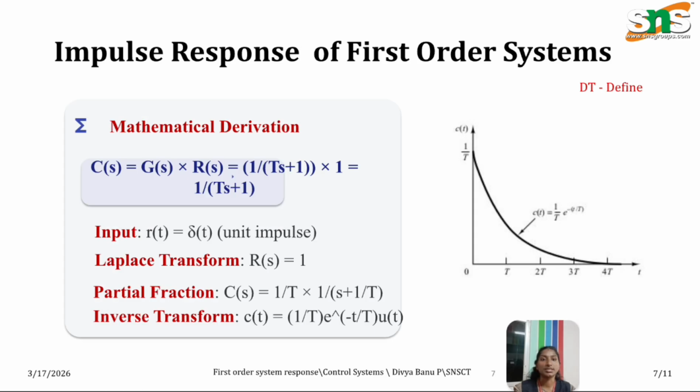Response of first order system. We have a mathematical derivation. In the expression, the input is r(t), and the Laplace transform of r(t), which is R(s), gives 1. Partial fraction of C(s) gives (1/T) into 1/(s + 1/T). Taking the inverse Laplace transform, it becomes the time response, C(t), as mentioned.